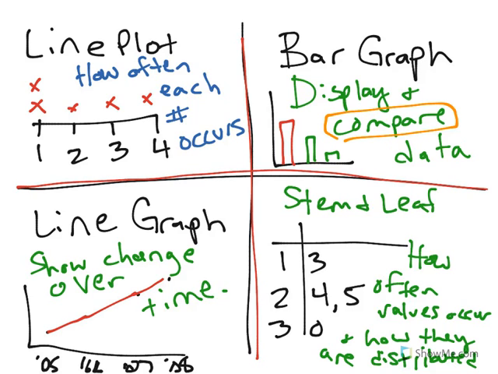What I would do is at least copy down: line plot, how often each number occurs; bar graph, display and compare data; line graph, show change over time; and stem and leaf, how often values occur and how they're distributed. Copy that down because that's going to help you figure out, when we go into the problems, how we want to display them. So write that down. You can rewind if you need to, because we're going to use that right now.